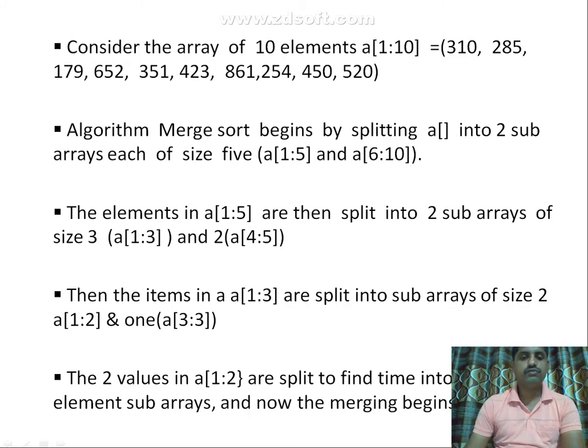Then the two values in A[1:2] are split into one-element subarrays, and then the merging begins. So first of all, the number of elements is 10, we split into 1 to 5 and 6 to 10. Then 1 to 5 is split into two subarrays, 1 to 3 and 4 to 5. Then 1 to 3 is split into 1 to 2 and 3 to 3. Now the merging begins.